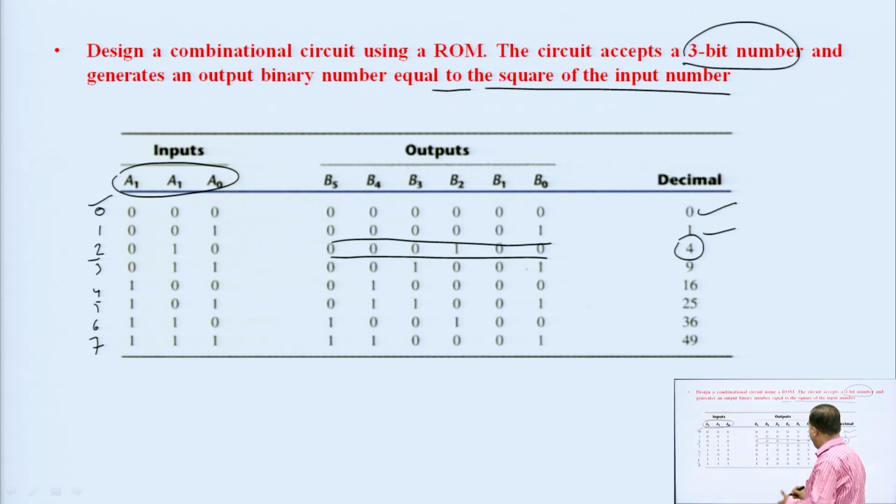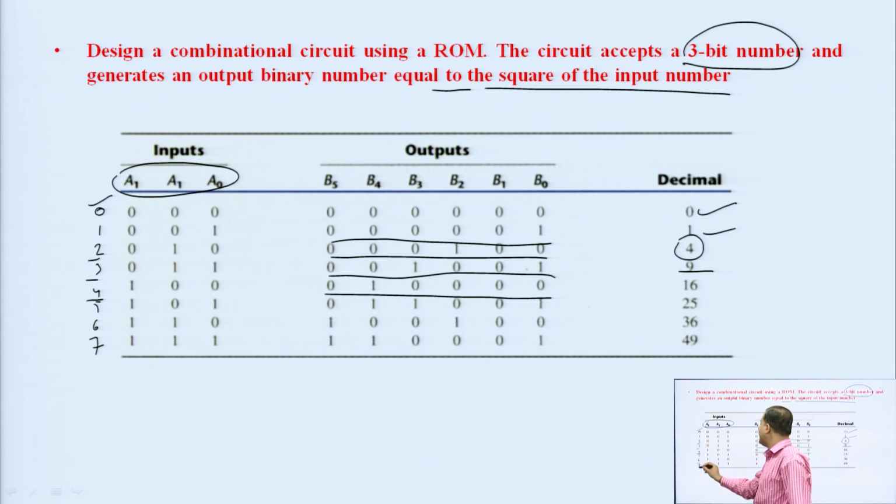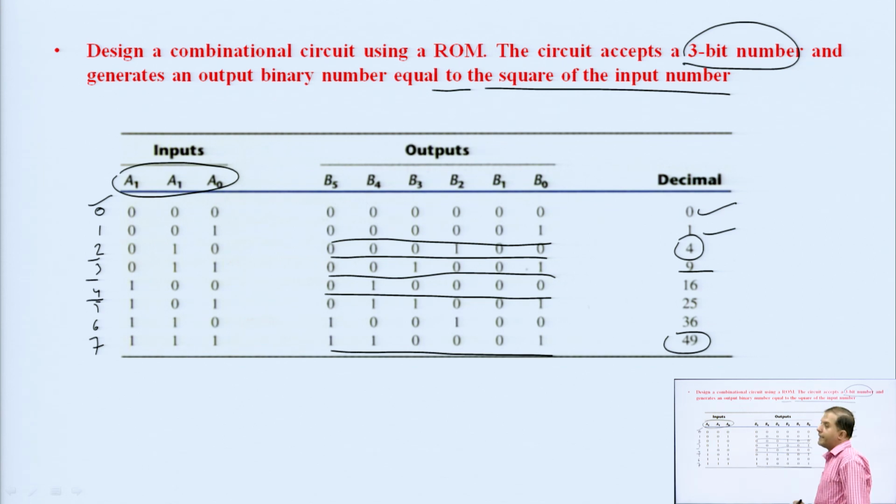So, the output will be 000100. Then for 3 we have 9, which is written in binary form as 001001. Then 4 squared is 16, which is written in binary value, and like that 7 squared is 49, which we have written in binary form. If you have any doubt about the conversion of decimal to binary, you can check the previous slides of this lecture series, where you can easily get the concept of number conversion.